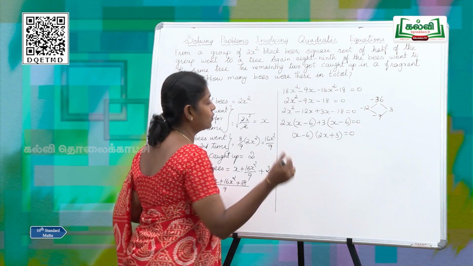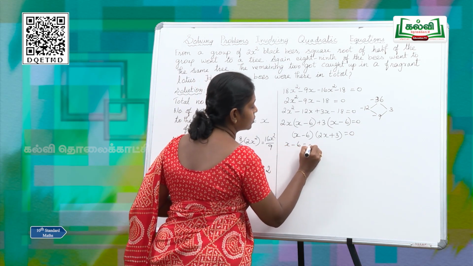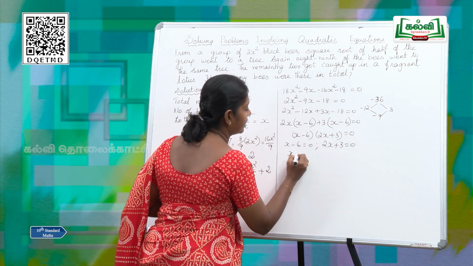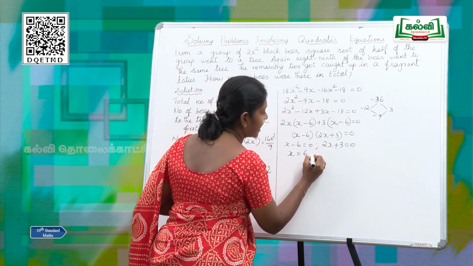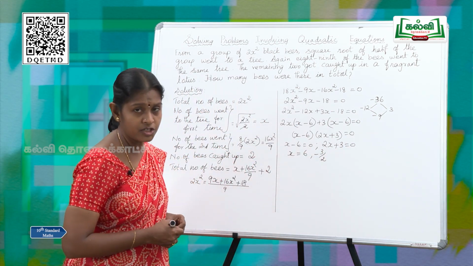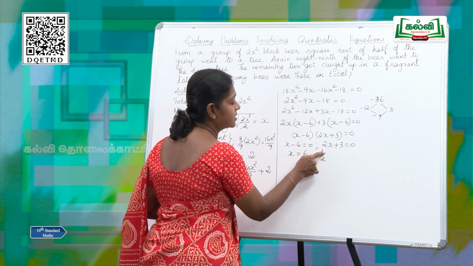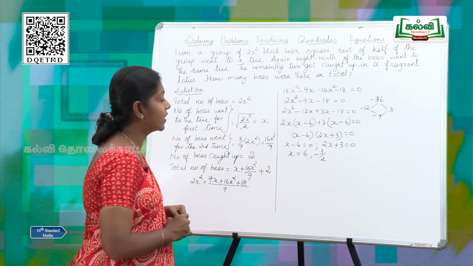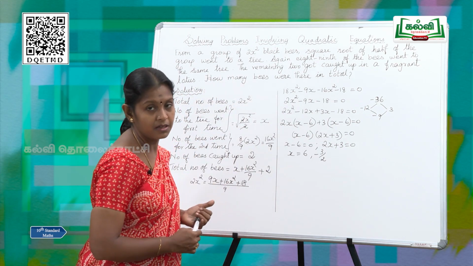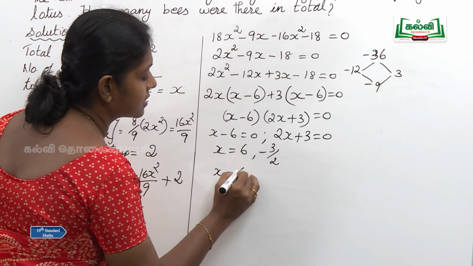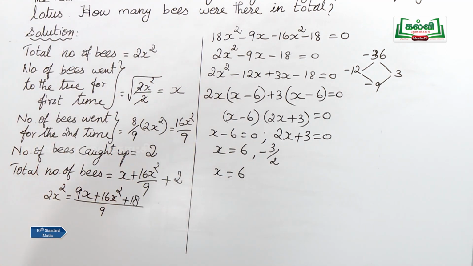Next, we have to equate x minus 6 equal to 0 and 2x plus 3 equal to 0. So, you will get x value as 6 and minus 3 by 2. Understood? Right. See, this minus 3 by 2 is a negative term. Definitely it is not applicable because we are finding the number of bees. It will not go negative. That is why x equals 6. Actually, this is not the final answer.